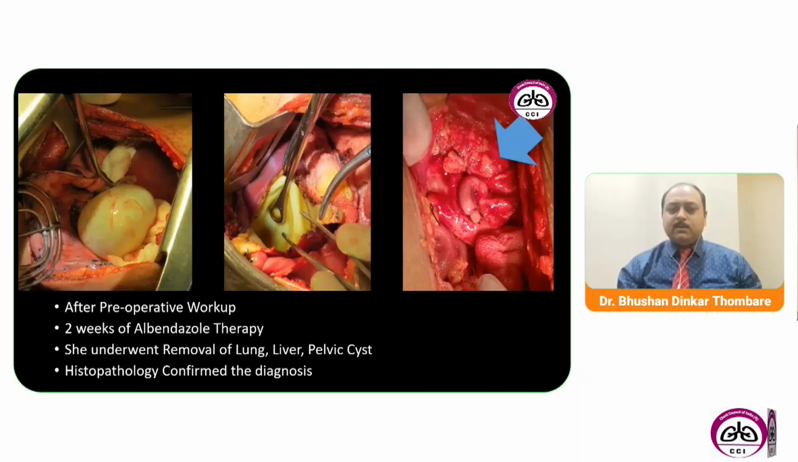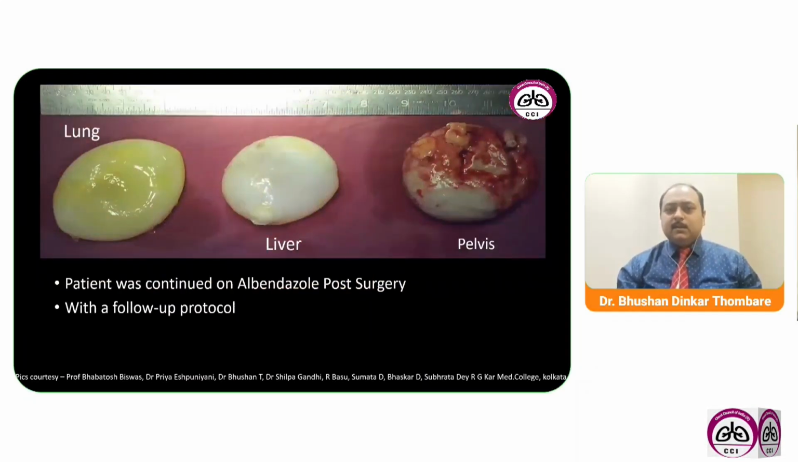Histopathology confirmed the diagnosis. Here, on the extreme right of the screen, you can see the cyst enucleated from the lung, and the middle image shows the cyst enucleated from the liver by incising the diaphragm. In the extreme left image, you can see the pelvic hydatid cyst with the appendix adhered to it. The lung, liver, and pelvic hydatid cysts were completely removed. The patient was continued on albendazole therapy post surgery with a follow-up protocol.